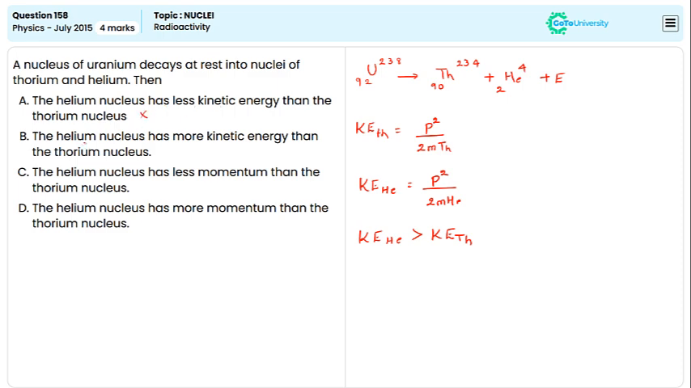No, it is not correct. The helium nucleus has more kinetic energy than the thorium nucleus. Yes, option B is the right answer here.